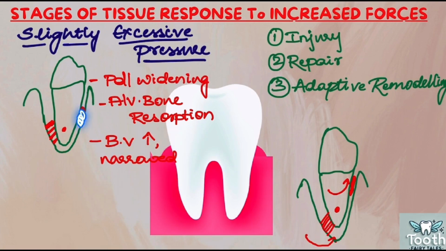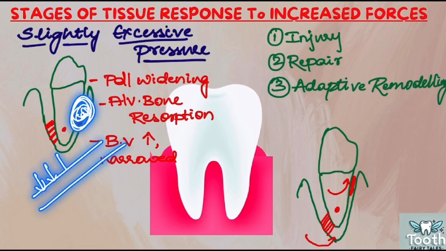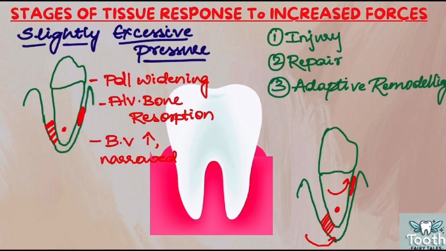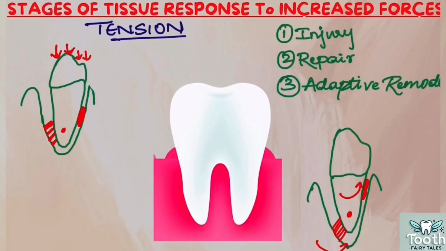Why do you see the constriction of the blood vessel? In the pressure area, there is a compression of the periodontal ligament. Here this compression is directly reducing the diameter of the blood vessels. So because of this compression, blood vessels in this area are getting compressed and the diameter of the blood vessels is getting narrowed. Next, let us discuss the effects of the tension.